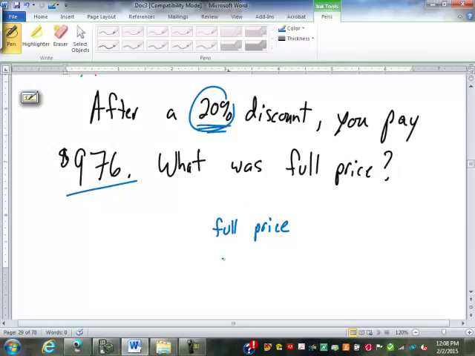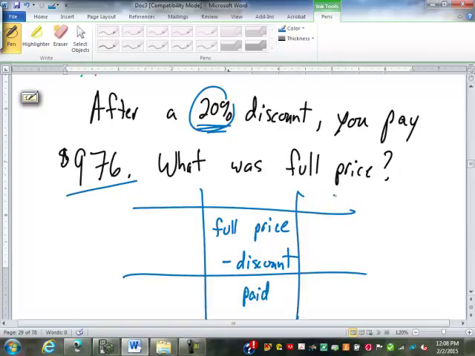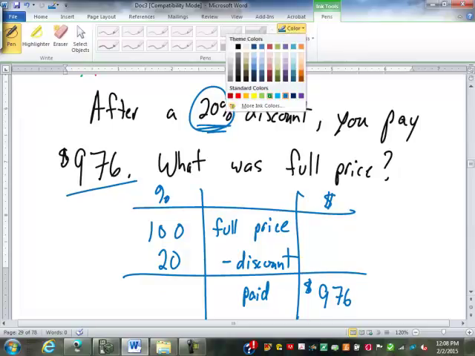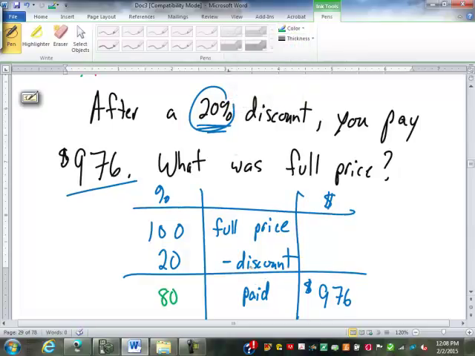So let's just kind of chart this out. We had the full price. We're subtracting a discount from it to get the amount that we paid. On the dollar side, we know that the amount paid is $976. On the percent side, we have 20% is the discount. We always know that 100% goes in here somewhere. That would be the full price. So the amount that we paid was 100 minus 20, or 80%. Now we are looking for what full price was, that number right there.